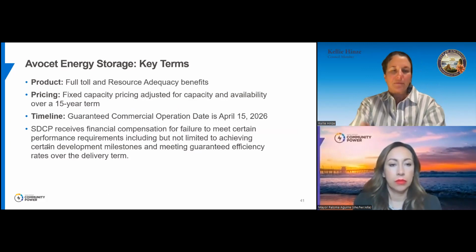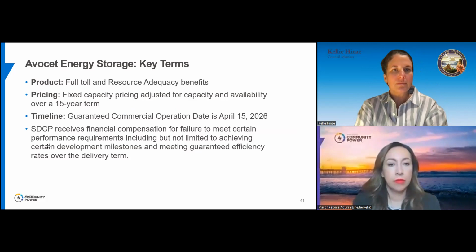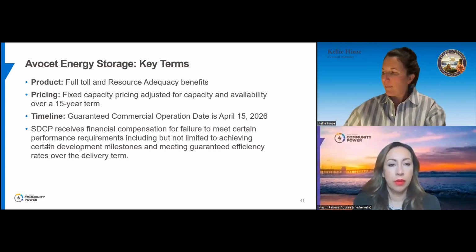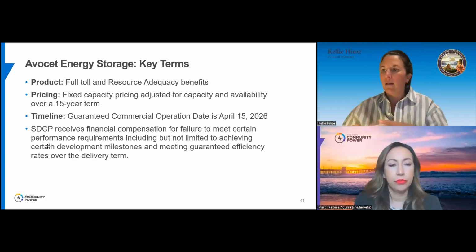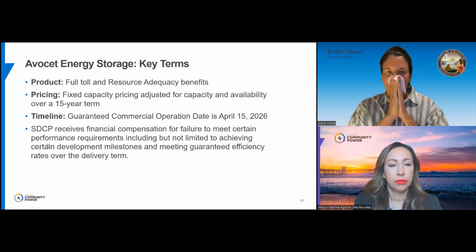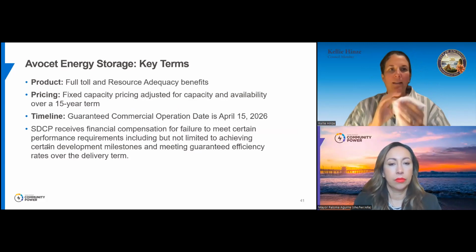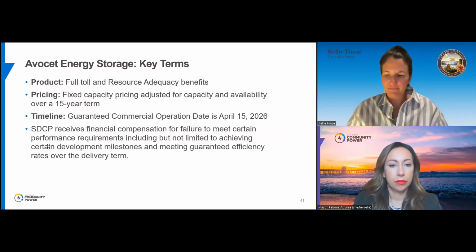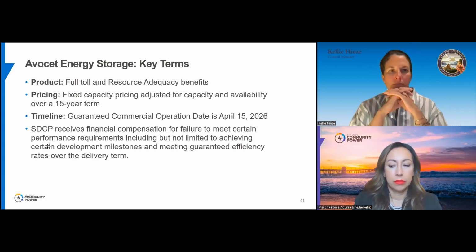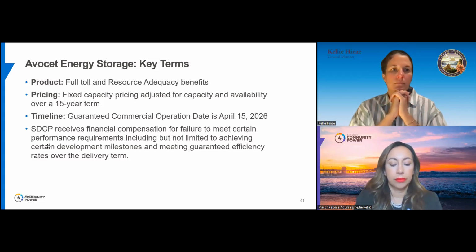So some key parts of this contract. This is where we have full tolling agreements. So we'll get some of the energy arbitrage value from this, the ancillary services value, as well as the resource adequacy benefits. The resource adequacy benefits of this project in particular are important because we have midterm reliability obligations. This project is slated to be online April 15th of 2026, ahead of the June 1st MTR compliance deadline. So it would be significant volumes to help us meet that compliance obligation.